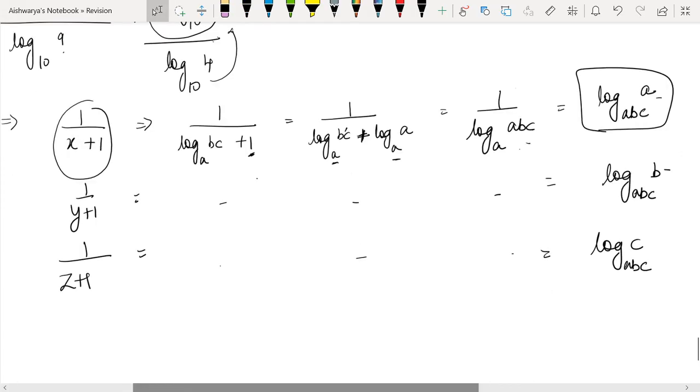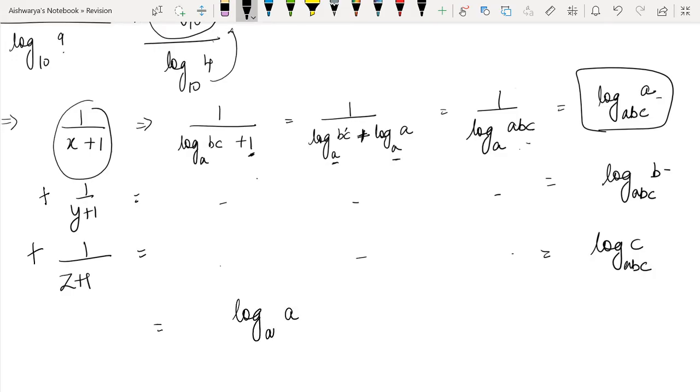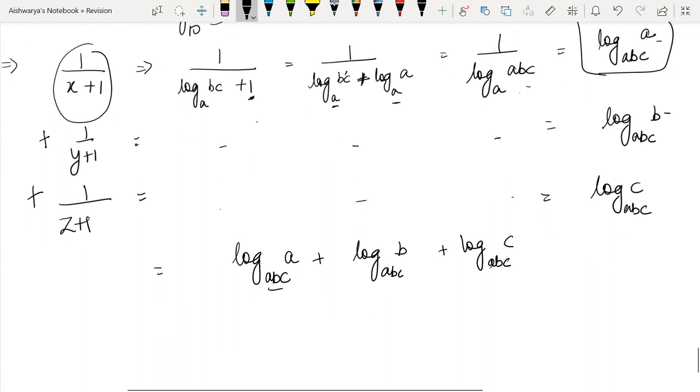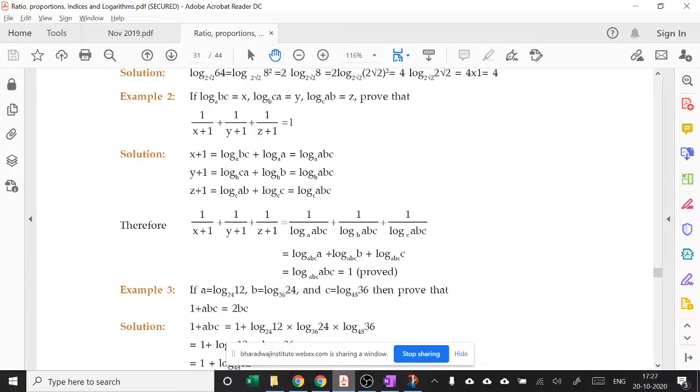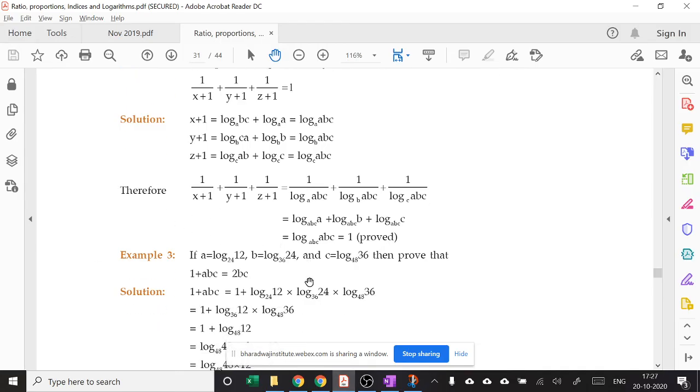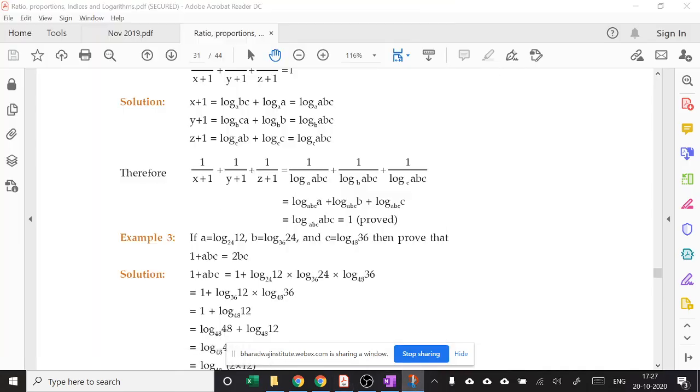Okay, now we have to add all the three terms. When we add all the three terms, it will become log A base ABC plus log B base ABC plus log C base ABC. Now all the three have same base, so we can multiply ABC base ABC, which is equal to 1. So this is my final result. Are we clear? So a very commonly asked typical type of exam question is this. Okay, one more question.